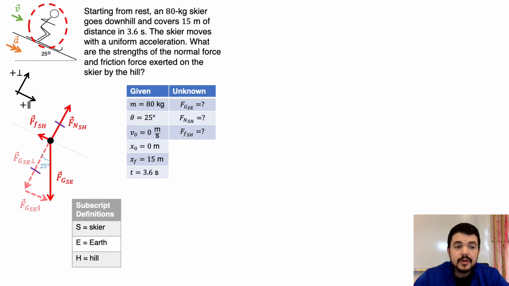And we're looking for the three forces in the force diagram: the gravitational force exerted on the skier by the earth, the normal force exerted on the skier by the hill, and the friction force exerted on the skier by the hill. And we're looking for their strengths or their magnitudes specifically, and so I left the vector arrow off of our capital F's there in the unknown column.